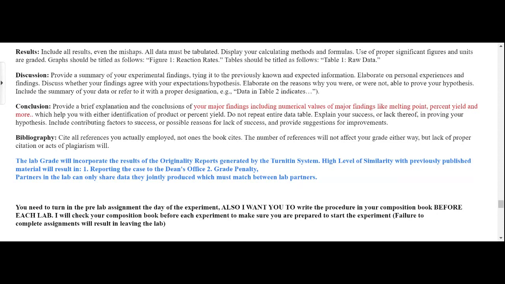So that table could be in the introduction, but the major finding of the mass and the melting point, that's not in the introduction. That's not your major finding. That's given information from the experiment that could be part of the introduction, because it's coming from the introduction.